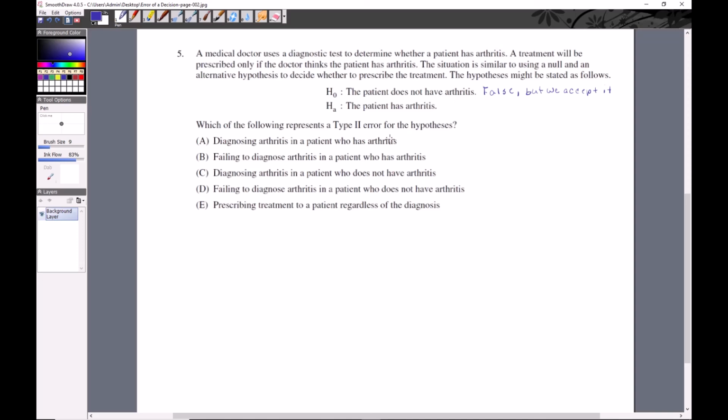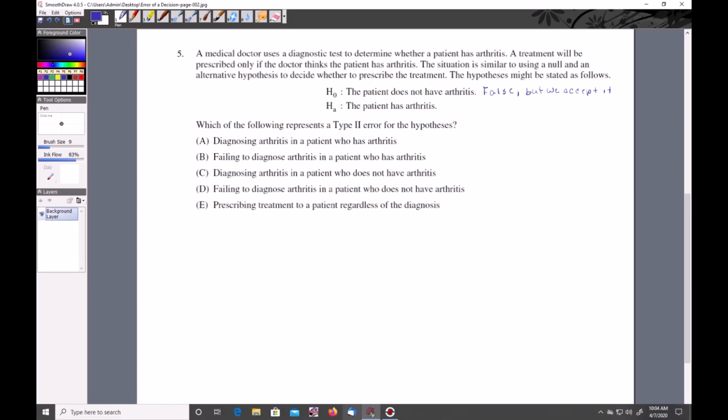Diagnosing a patient with arthritis when they have it, well, H0 is that they don't have it, so that can't be right. That's saying H0 is that they do have it. So let's check B. Failing to diagnose arthritis in a patient who has arthritis. Again, this will be accepting H0 when it's false. So let's see. Yeah, I'm going to check that one too. Hold on.